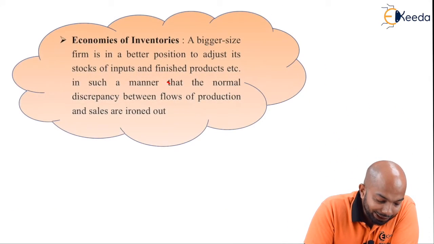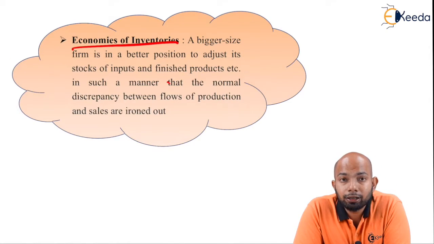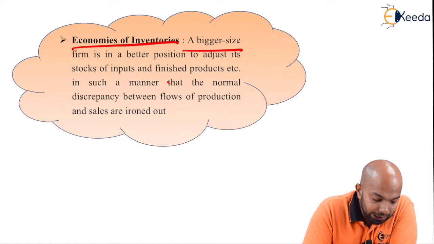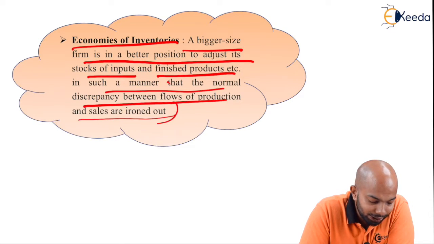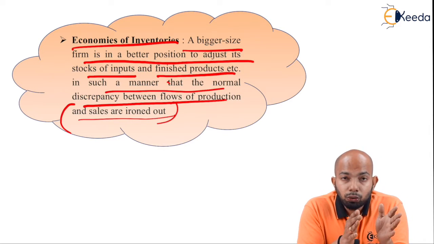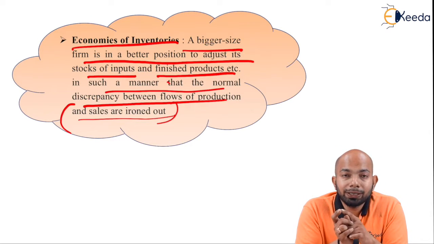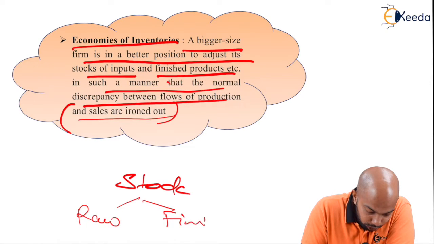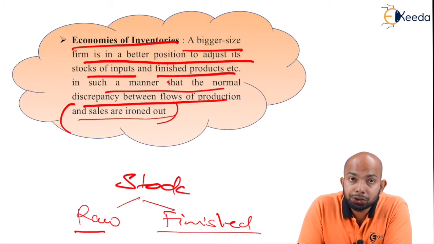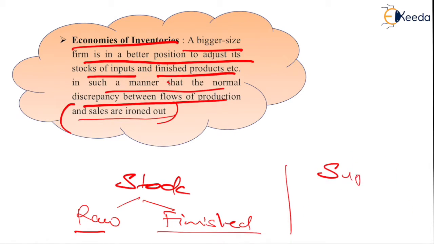Now when economies of inventories come into the picture, economies as in positive effects of inventories, a bigger size firm is in a better position to adjust its stock of inputs and finished products in such a manner that the normal discrepancy between the flows of production and sales is ironed out. The more organized your delivery is, that means if you have stock of both raw material and finished goods adequate to meet the supply criteria, then demand and supply are handled very smoothly.